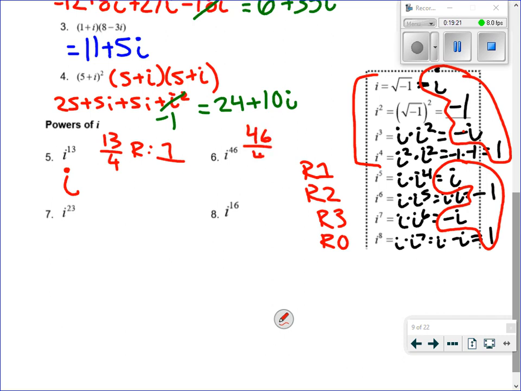46 divided by 4. How many times do we go? 11 times with the remainder of 2. That means it's the same thing as i squared. i squared is -1. That's what I'm saying, i squared, second power.